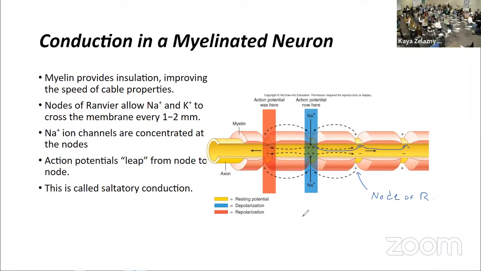This leaping motion is faster than having to trigger every single section in order to get all the way down. And it has a special name, saltatory conduction. Saltatory just comes from the Latin word for jumping. So this jumping conduction, this saltatory conduction, happens specifically in our myelinated neurons, specifically in those neurons that have this insulation around.